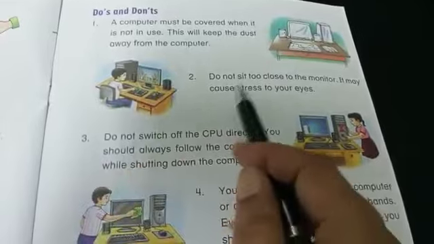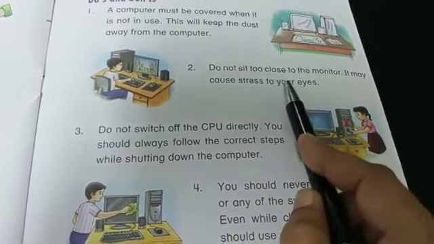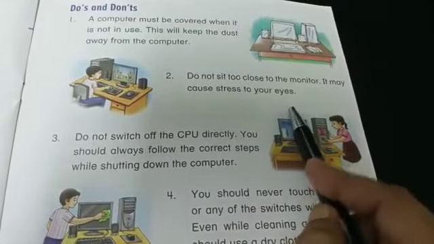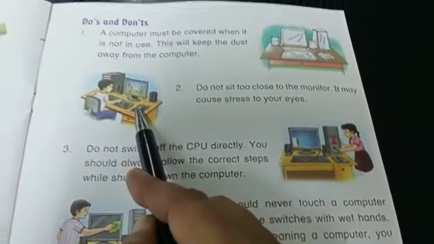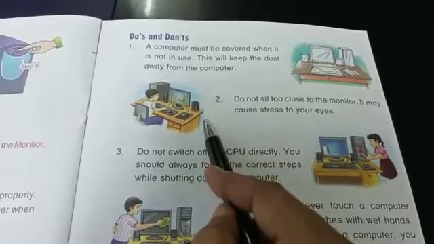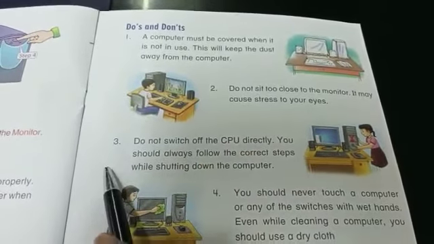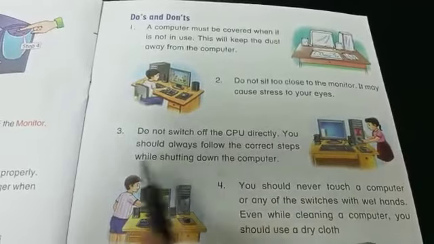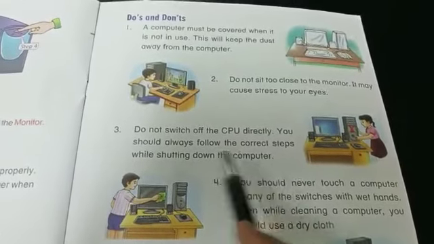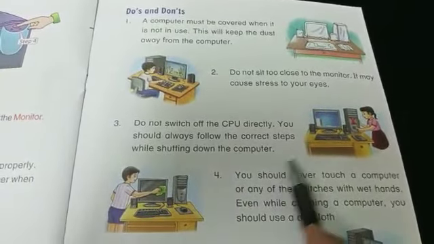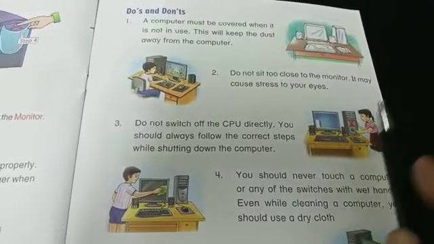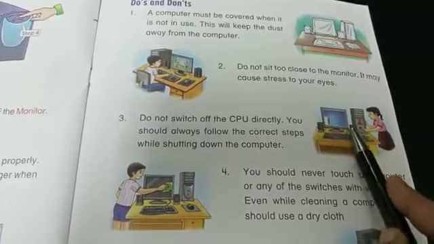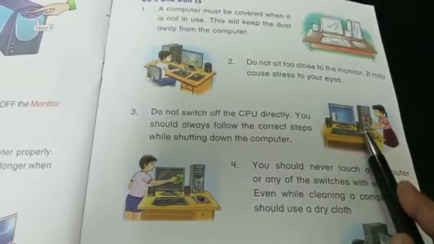Number 2. Do not sit too close to the monitor. It may cause stress to your eyes. We should not sit too close to the monitor. It may cause harm to our eyes. Number 3. Do not switch off the CPU directly. You should always follow the correct steps while shutting down the computer. We should always follow the correct steps while shutting down the computer.